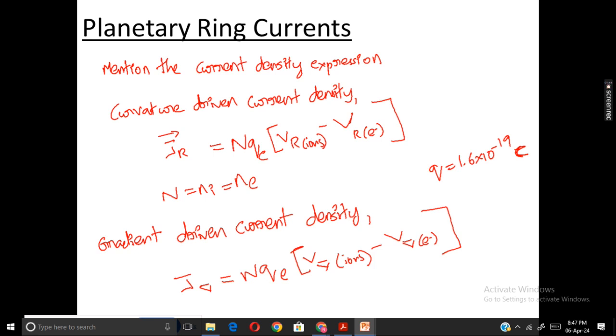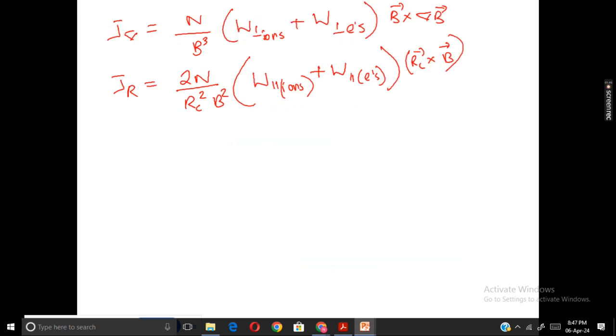We also discussed planetary ring currents and the current density. Just like the drift velocity has two components due to curvature and gradient, this also has two components. One was curvature driven current density and another was gradient driven current density. We also discussed the equations regarding that.